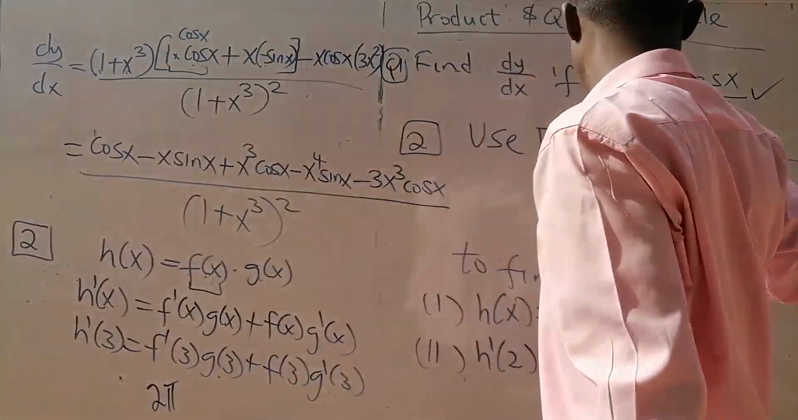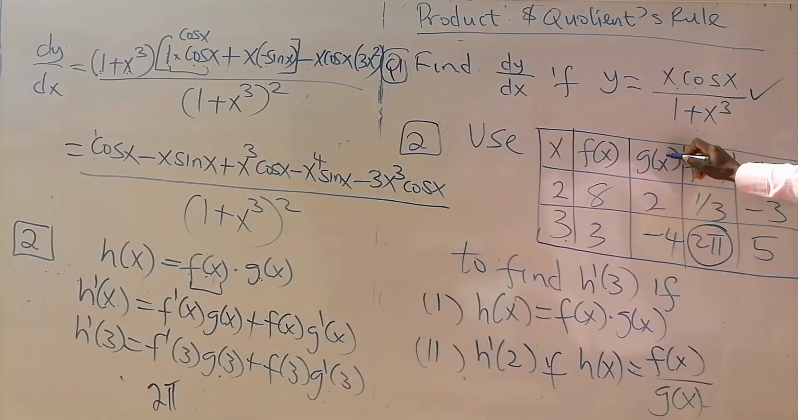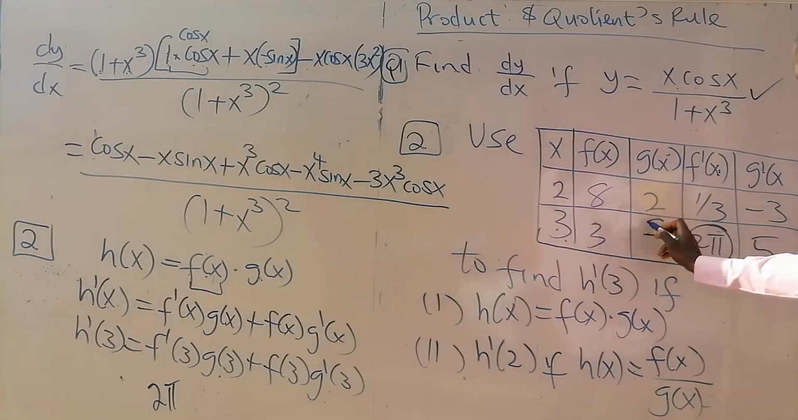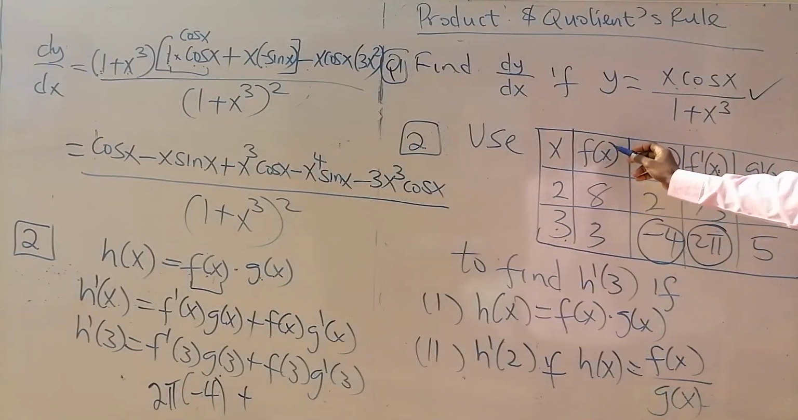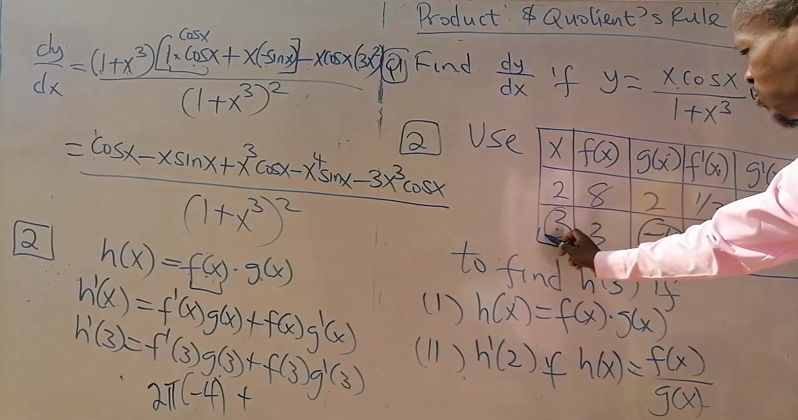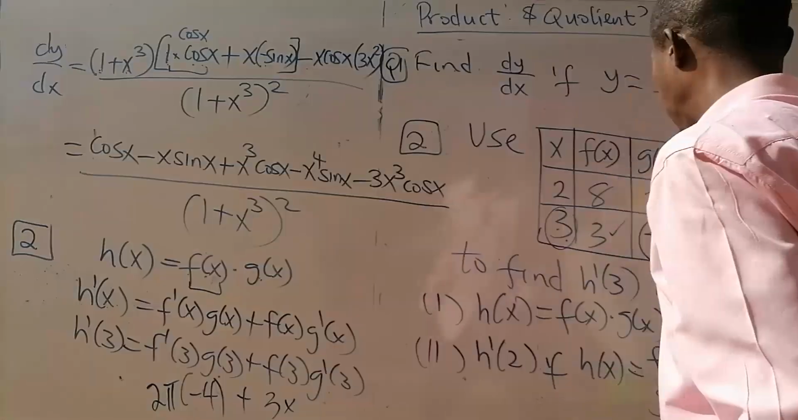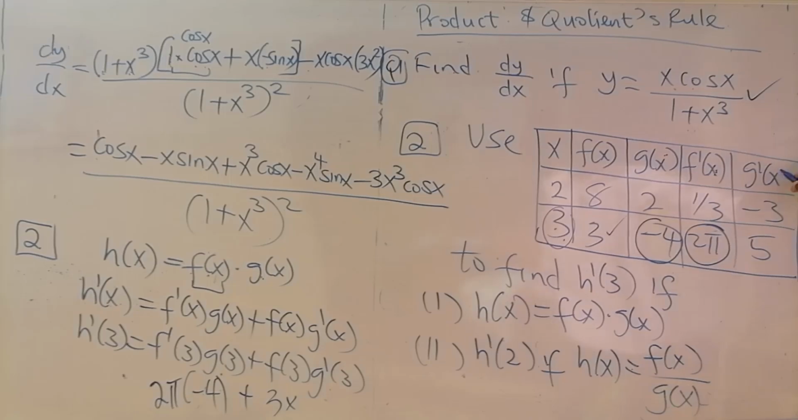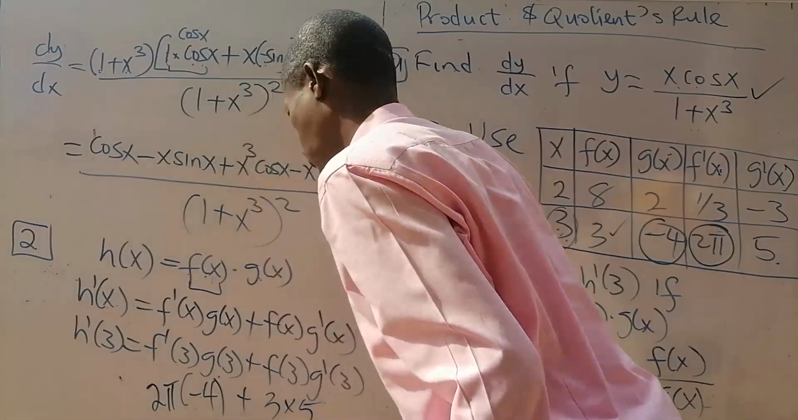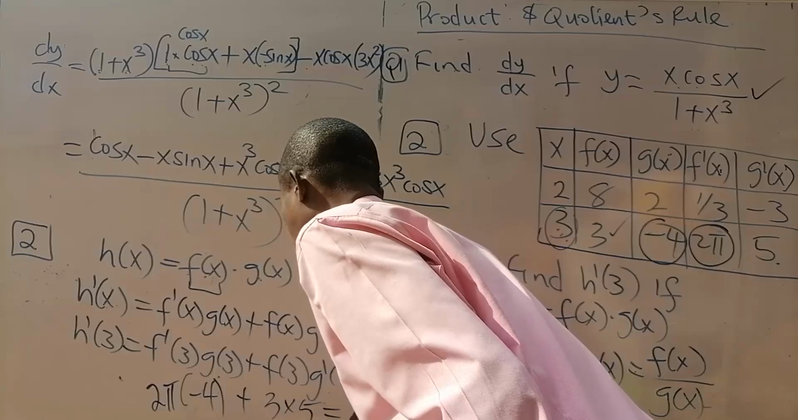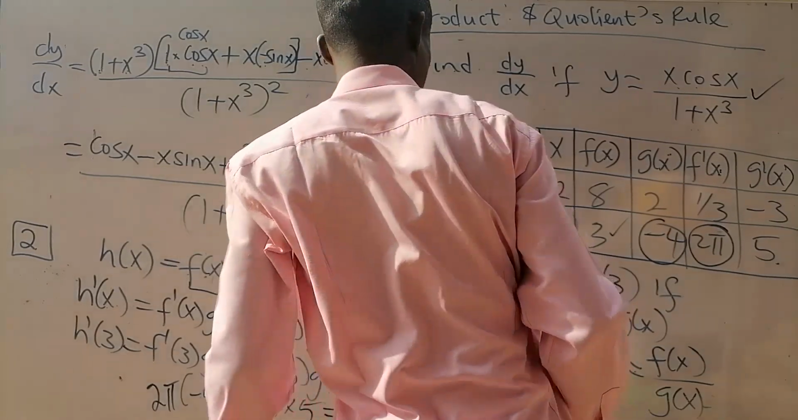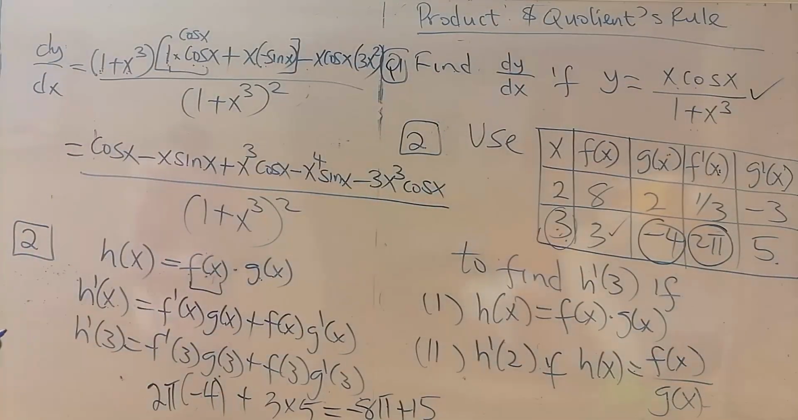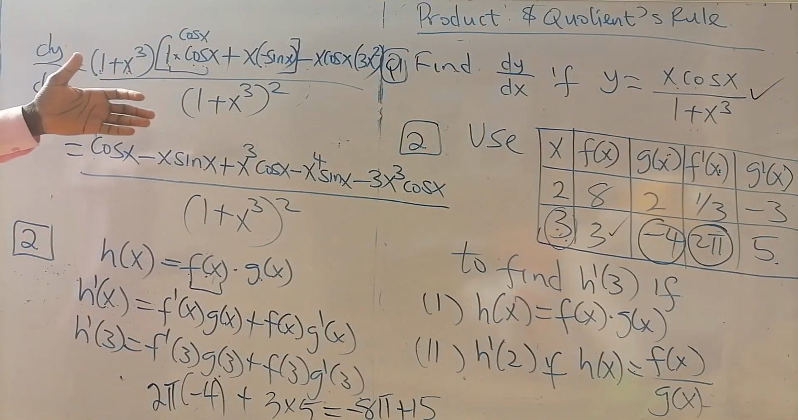What of g of 3? This is your g of x at 3. That's minus 4. And plus f of 3. This is your f of x at this point, that's 3. G prime of 3, that's 5. So that's what we have, and that will give us minus 8 pi plus 15. It's very simple, just for you to be able to interpret the table.